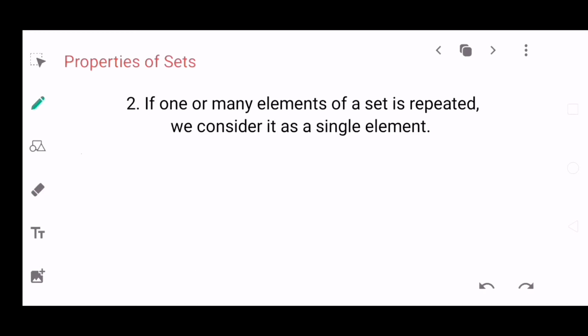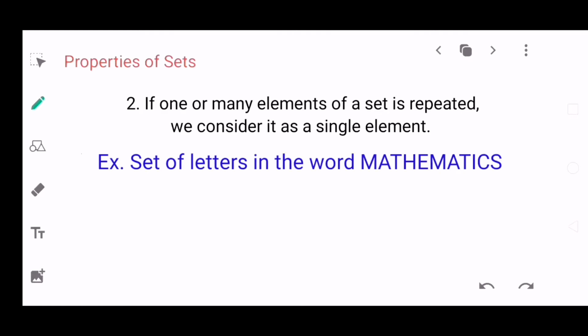For the second property, it says here that if one or many elements of a set are repeated, we consider it as a single element. Let's say, for example, we have a set of letters in the word mathematics. If you will notice, there are certain letters which are repeated, like A, M, and T. Now, how are we going to write the members or the elements?